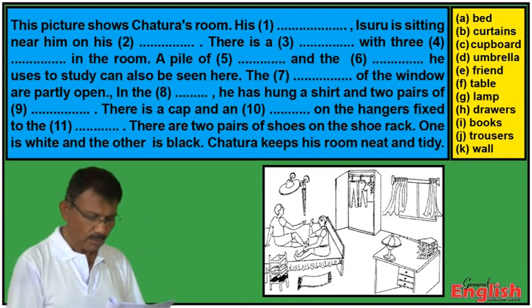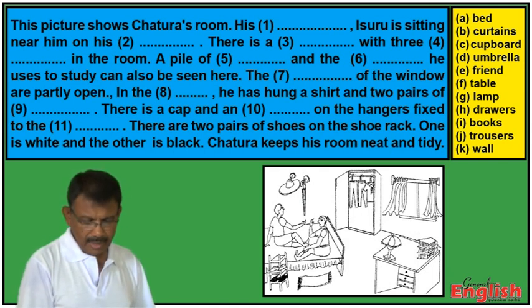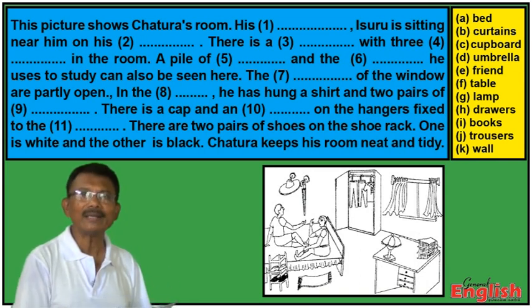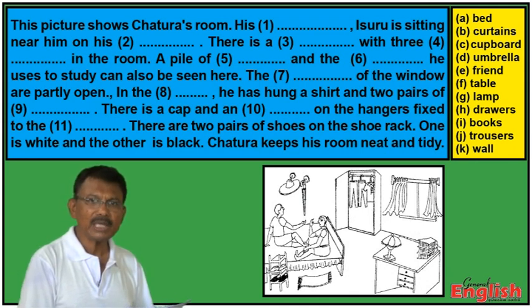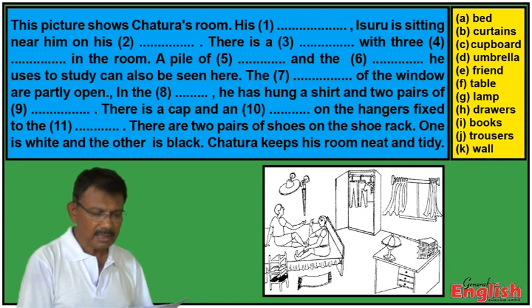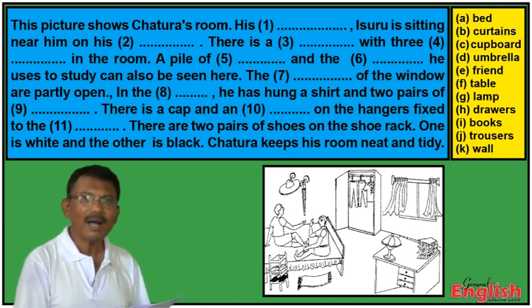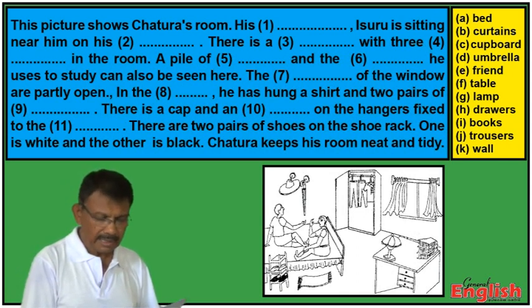They are partly open. In the blank, he has hung a shirt and 2 pairs of blanks. In the what? Now we are talking about something using the preposition in. So we can't say in the table, we can't say in the bed, we said on the bed. So we can use only cupboard or room. So it must be in the cupboard. So for question number 8, it must be cupboard, in the cupboard.